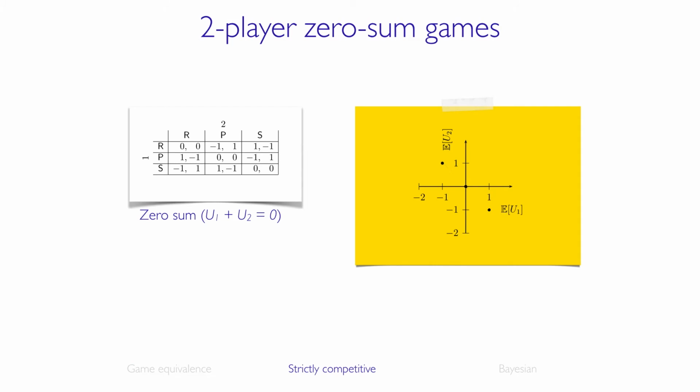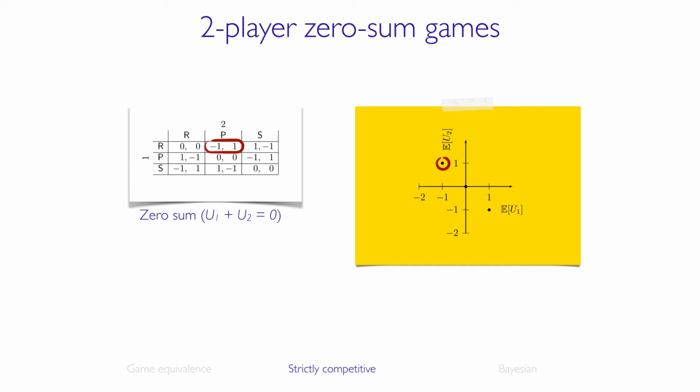Now we focus on two-player zero-sum games. They are two-player games in which, for each outcome, the sum of the utilities of the players is 0. In the picture, we have the rock, paper, scissors game. On the right, we have the space of the utilities of the players. On the x-axis, we have the expected utility of player 1, while on the y-axis, we have the expected utility of player 2.